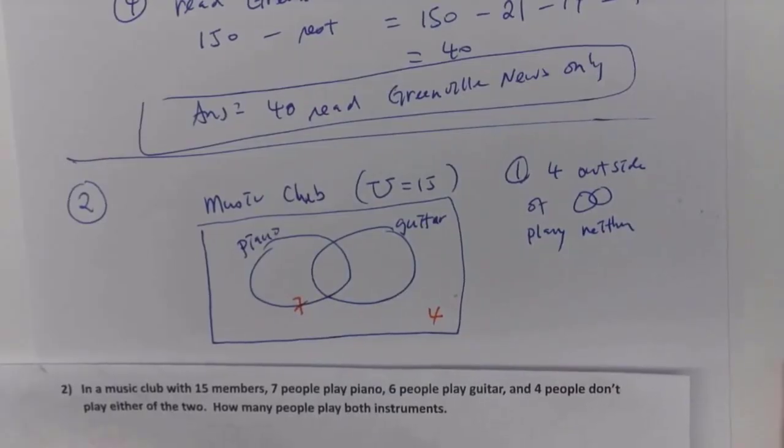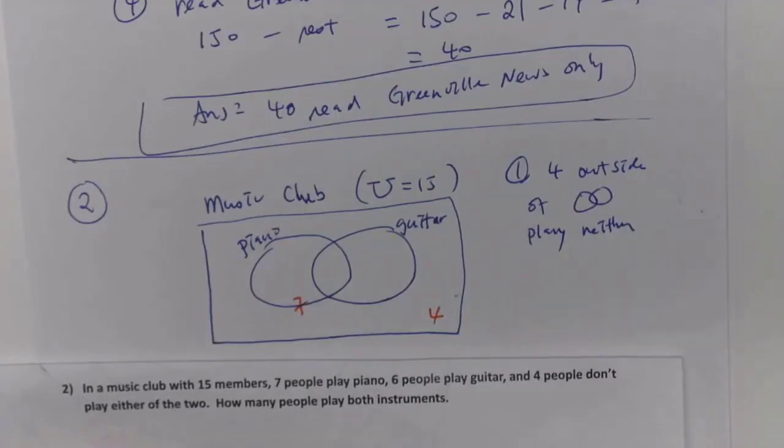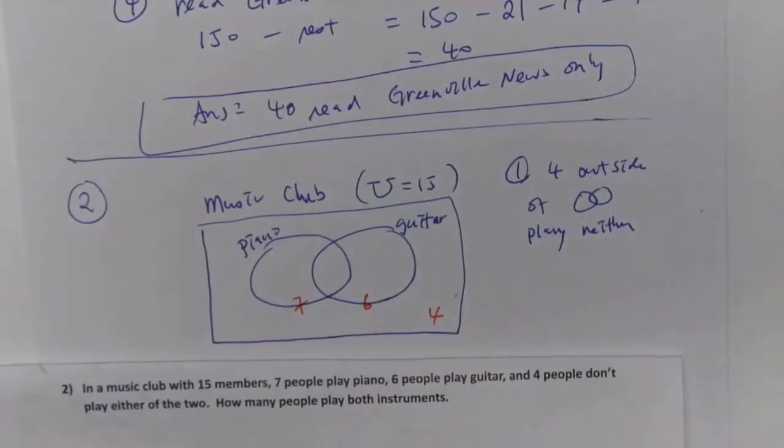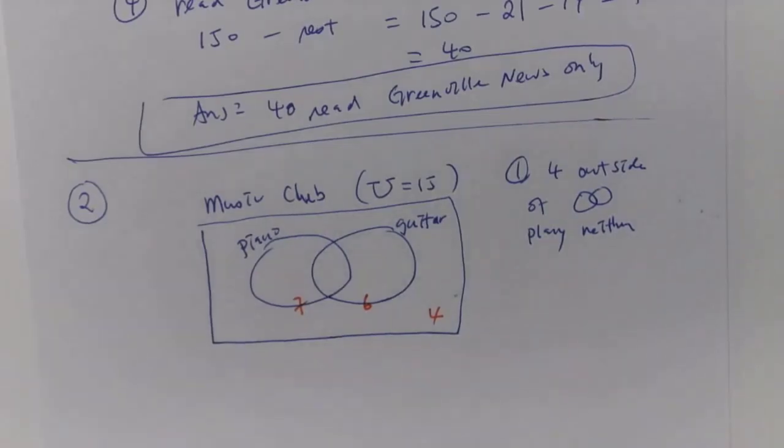What else do we know? Not a whole lot. 6 people in the whole circle. Okay, so somehow using that, I need to figure it out. But how? So this is a little bit different from the last example. So this one is harder. Right now we have 7, 6, and 4 together is what? That seems to be a problem. Two of them play both.